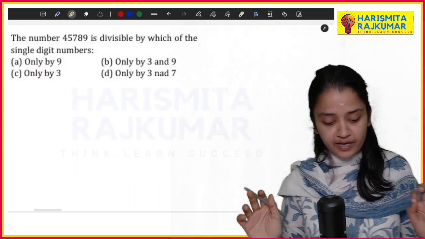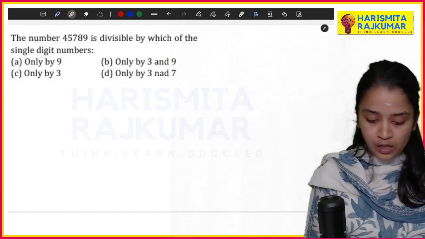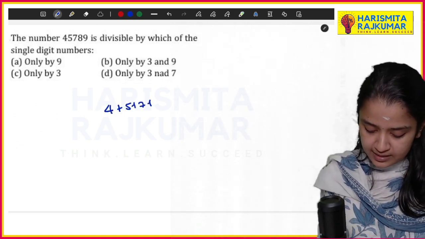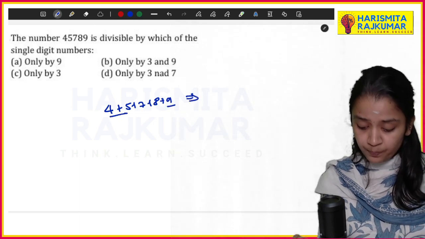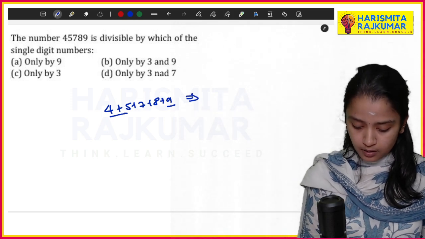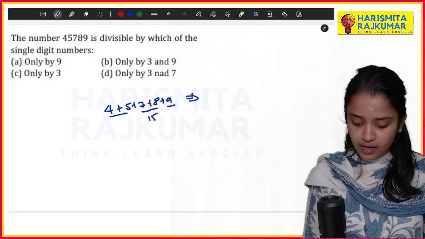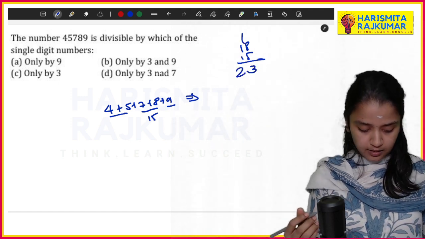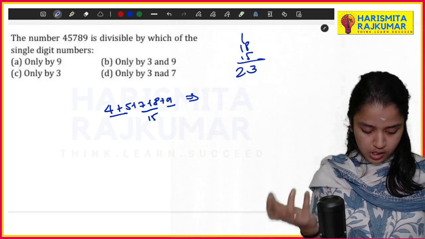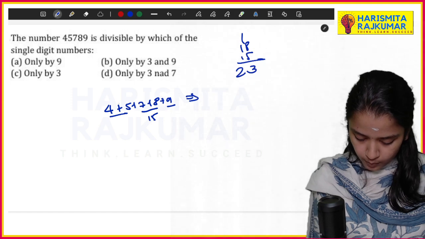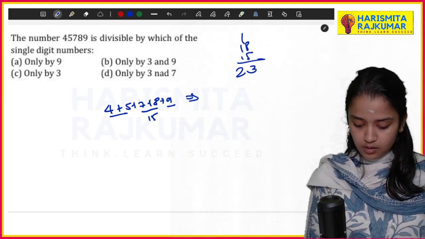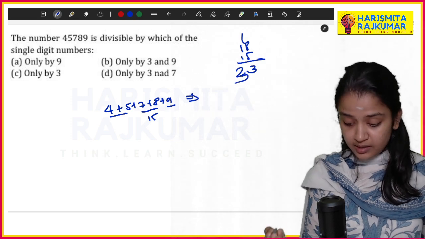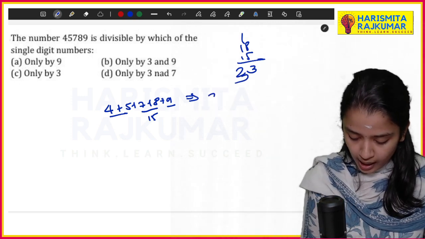So the number 475 is divisible by which of the single digits? Okay, so let us check. In order to check for 3 and 9, you have to add the digits and see, right? 4 plus 5 plus 7 plus 8 plus 9. So what is it? 9 plus 9, 18. Okay, 18 plus 15, I'll be getting 23, right? Let me add it again. 4 plus 5, 9. 9 plus 7, which is 16. 16 plus 8, which is 24. Sorry, this is 33. Yeah, right, 33. So your answer here is 33.